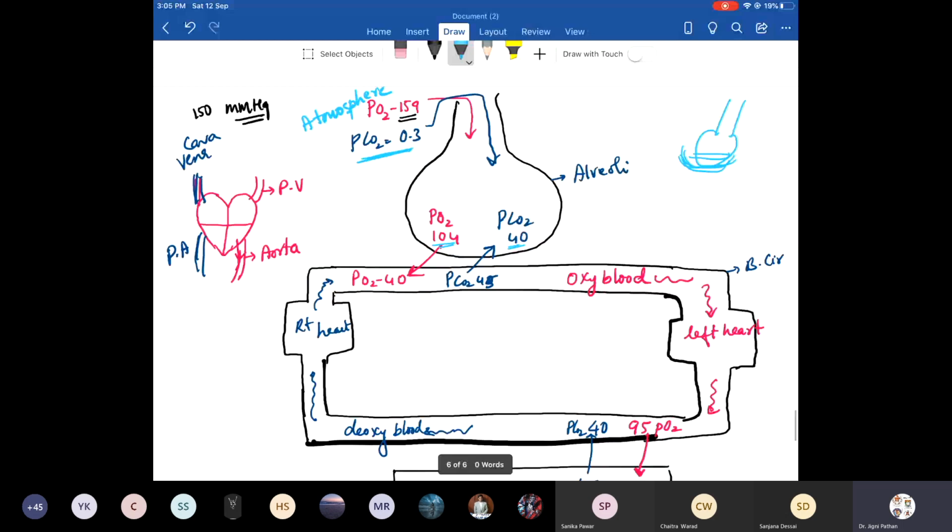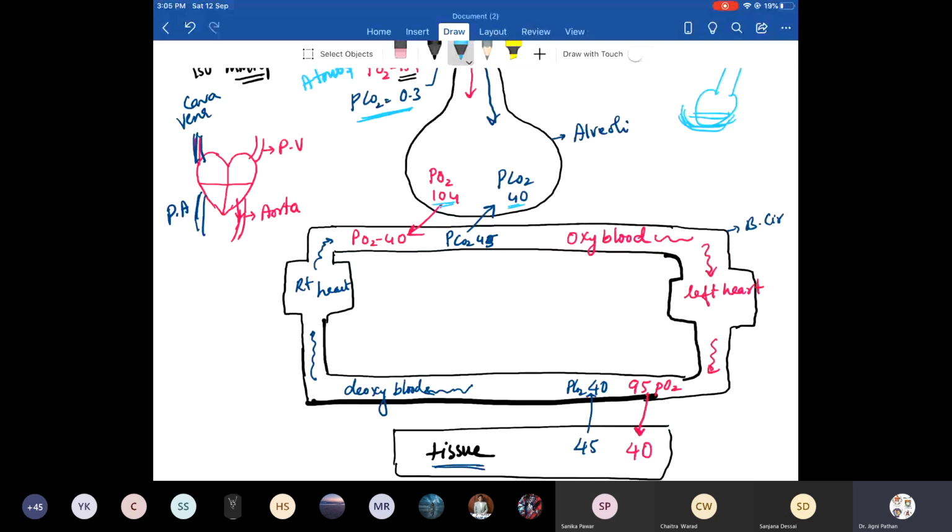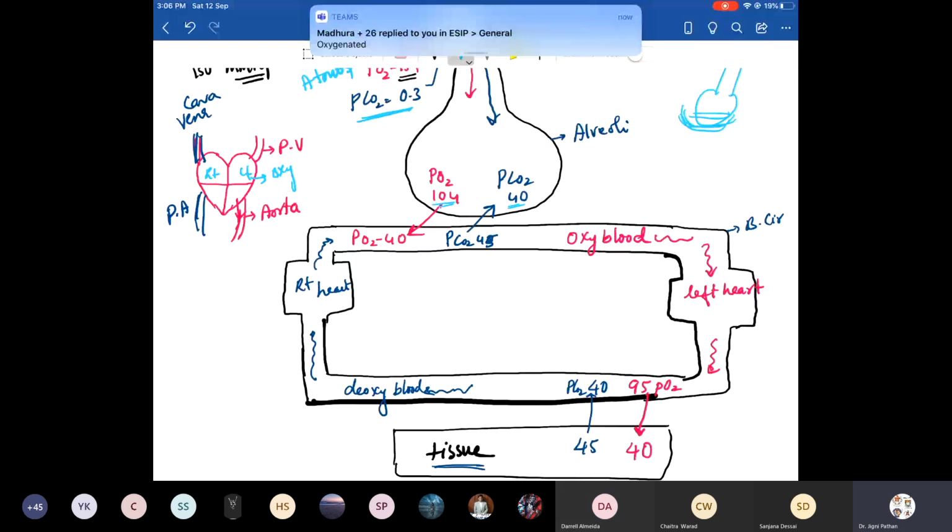Now, you have the heart, which has a right side and a left side. The left side of the heart always receives what kind of blood? Who will answer me? Quickly text me. Oxygenated or deoxygenated? Oxygenated. Very good. The left side of the heart always receives oxygenated blood. Who brings the oxygenated blood to the left side of the heart?